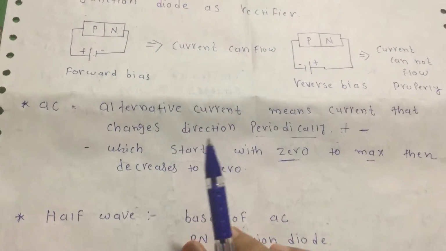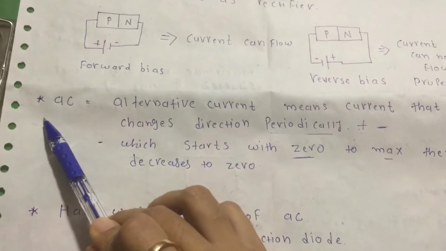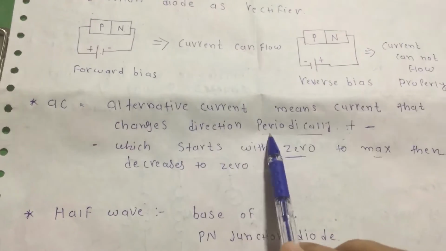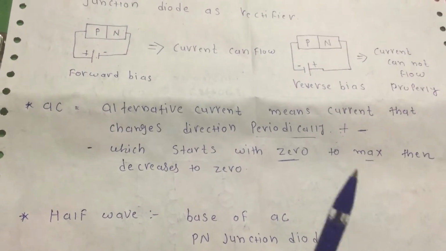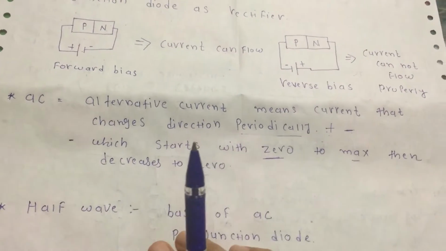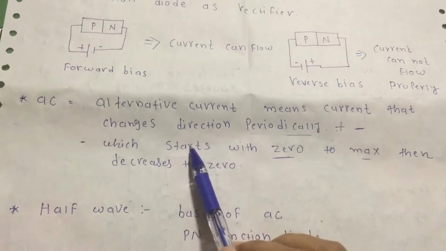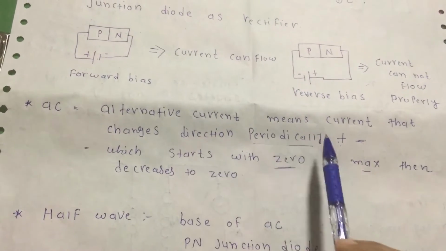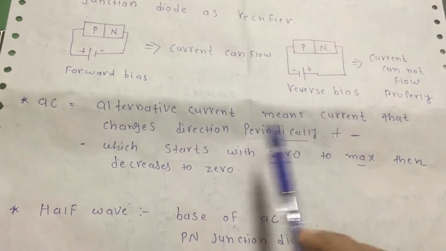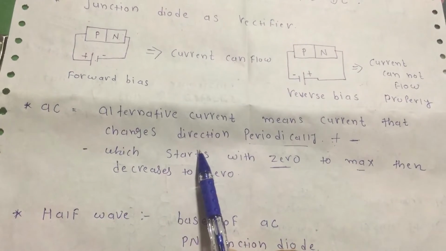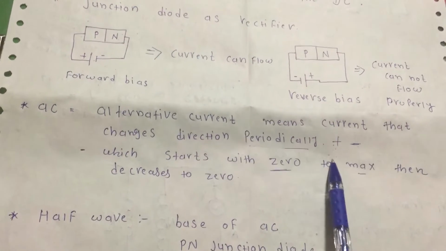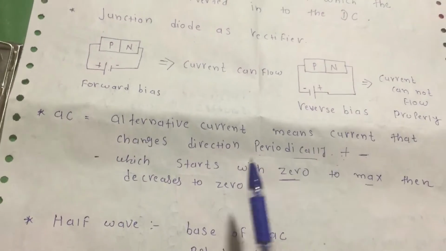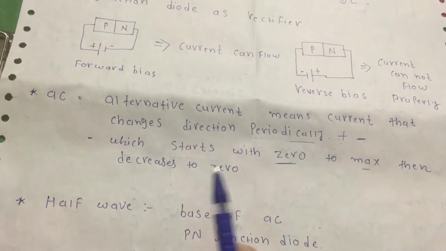Before we understand that, let's first understand what AC is. AC means alternating current. Okay, alternating current means what? The polarity of the terminal is going to change. It means the positive terminal and negative terminal, there are two terminals, and the direction of current is going to change periodically. Okay, so it changes moment by moment.